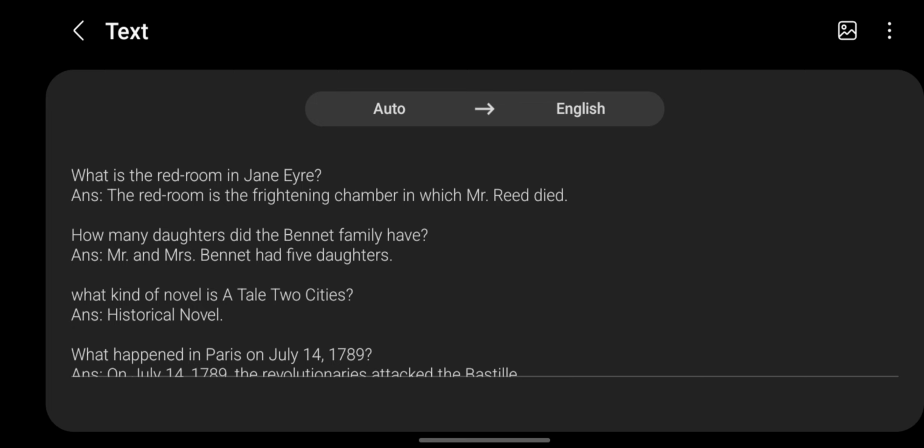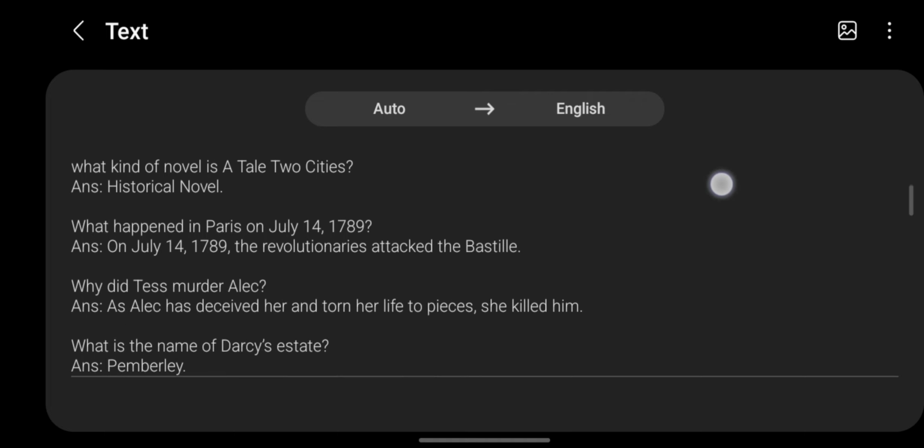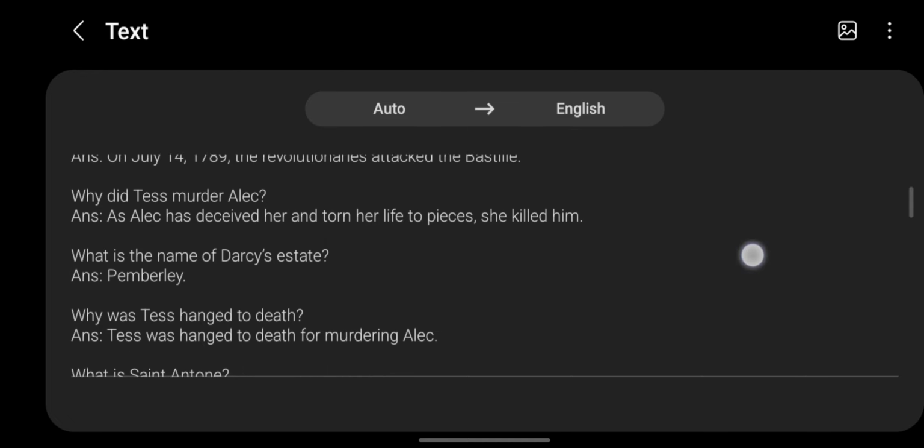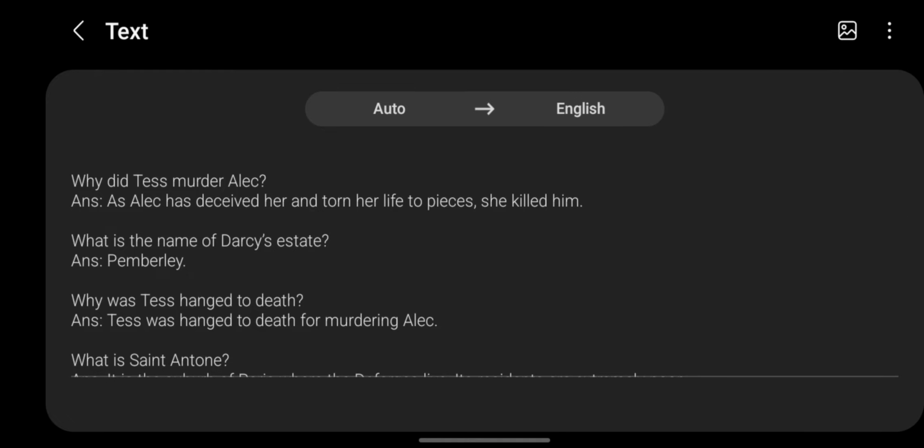How many daughters did the Bennet family have? ANS, Mr. and Mrs. Bennet had 5 daughters. What kind of novel is A Tale of Two Cities? ANS, historical novel. What happened in Paris on July 14, 1789? ANS, on July 14, 1789, the revolutionaries attacked the Bastille. Why did Tess murder Alec? ANS, as Alec has deceived her and torn her life to pieces, she killed him.